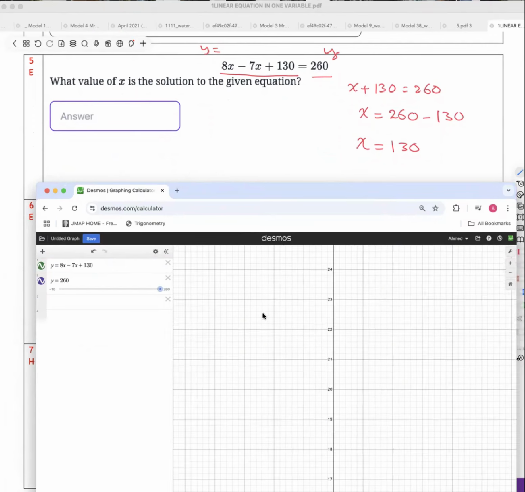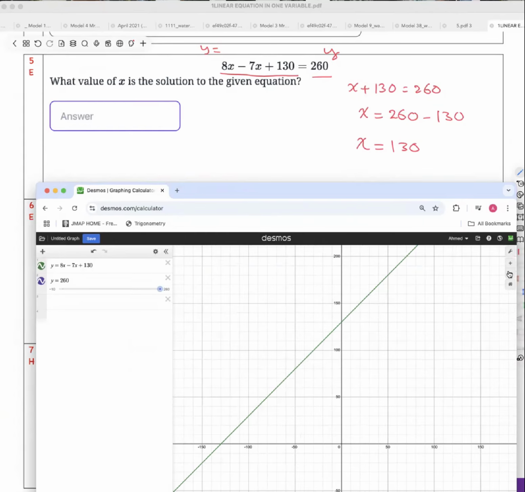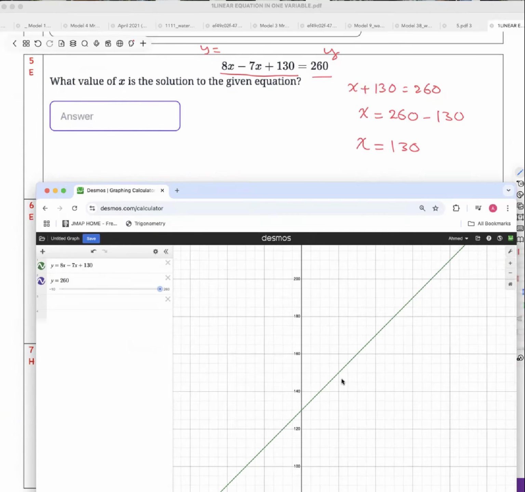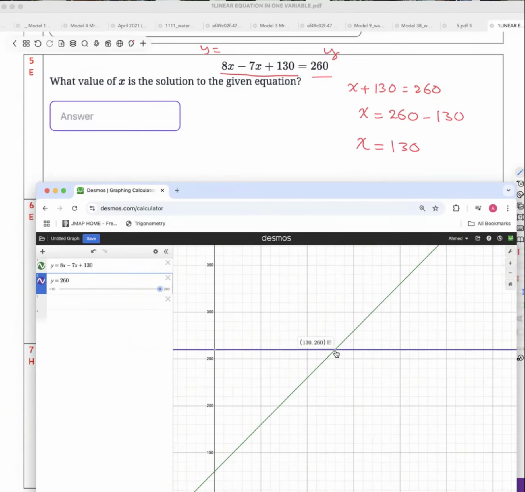Because you know that the answer is 130. So you have to zoom out like this. Yes, this is it. 130 and 260. And take the x coordinate. This is the answer because we want to find the value of x, so x equals 130 as in the other method. So I think using algebra will be easier because this is an easy question. And using Desmos, I think it will take a lot of time. This is the longest one.